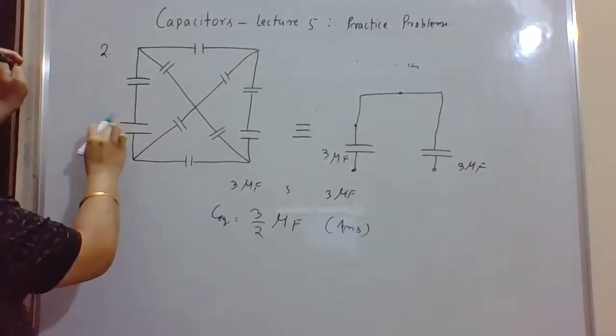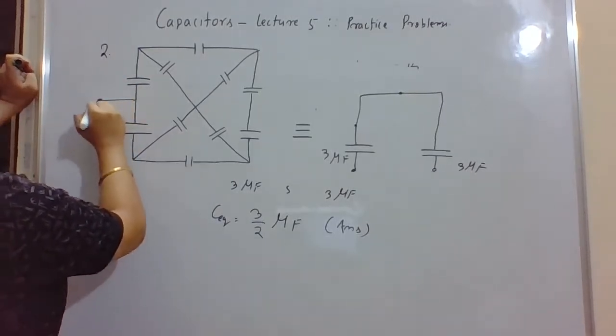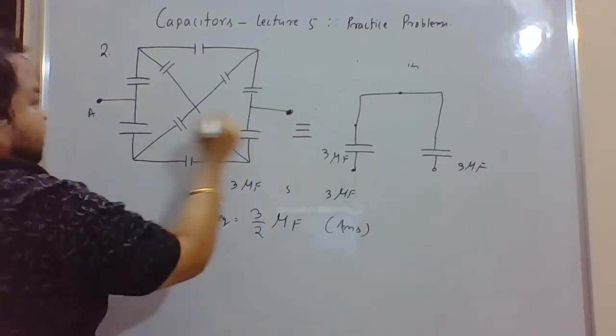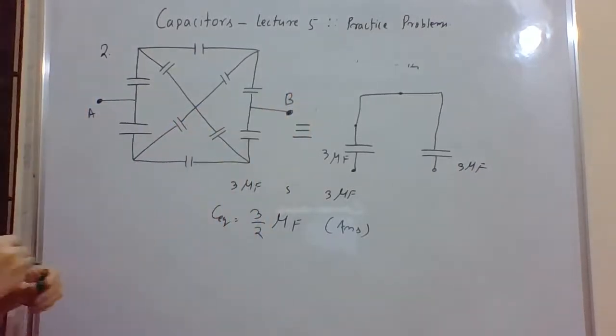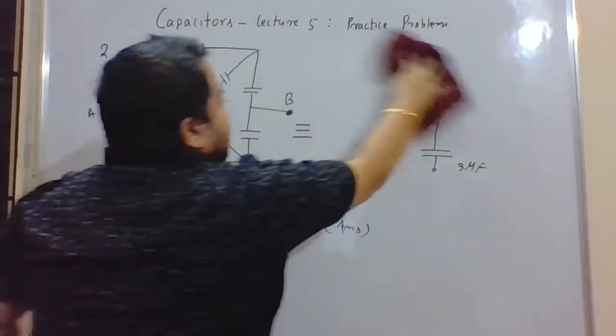In this circuit, each capacitor has capacitance C, and I want to find out the equivalent capacitance across these 2 points A and B. So this is our next practice problem. How do we solve it?